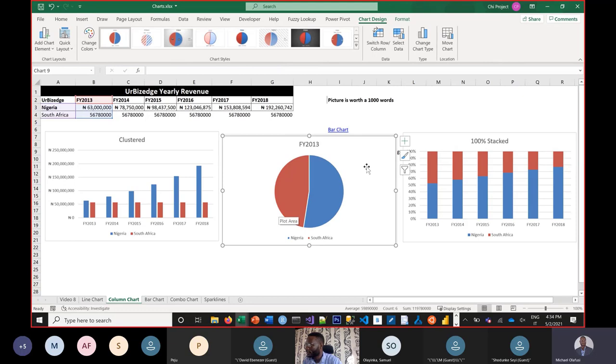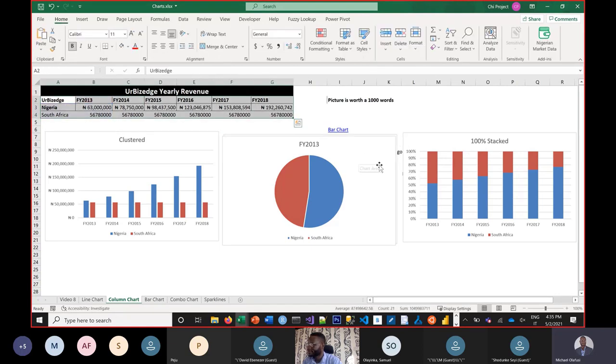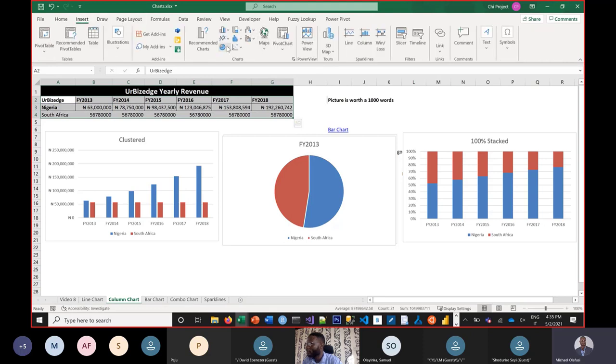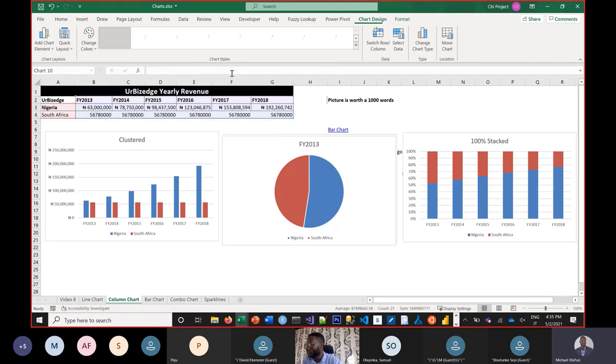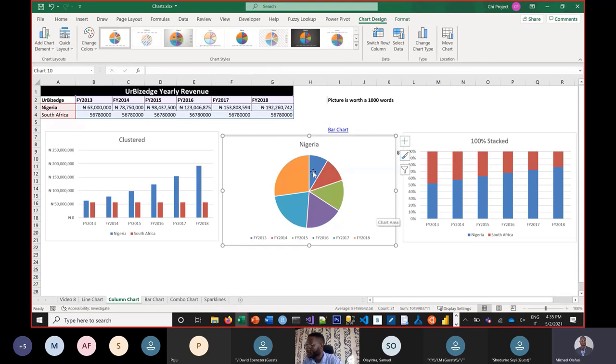I want to see how much we did. But then in this year, we saw we did more in Nigeria than we did in South Africa, right? But what if I want to show for all of the years? So if you try to do a pie chart for all of the years, there's going to be wahala. This is not looking like what I'm expecting, right?